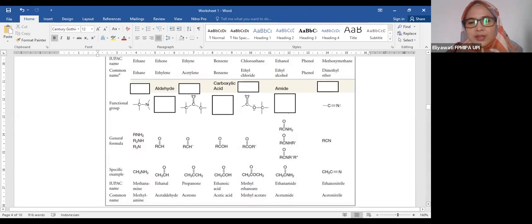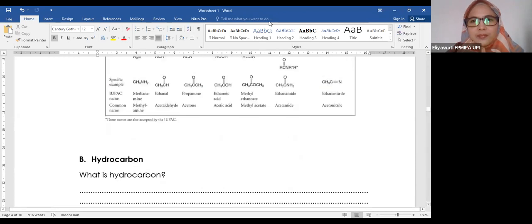Any question about functional groups? Before we move to the first compound, which is alkane, for the detailed discussion about alkane, we should do a makeup class.